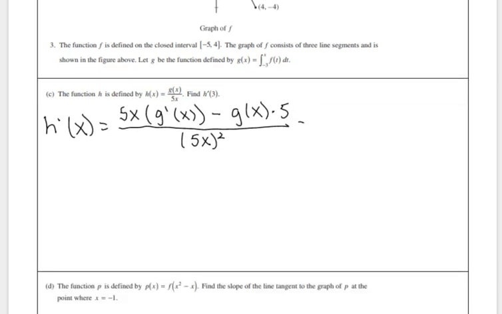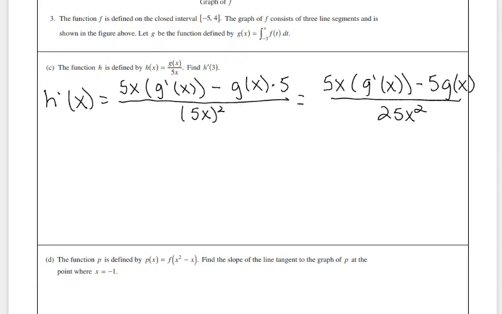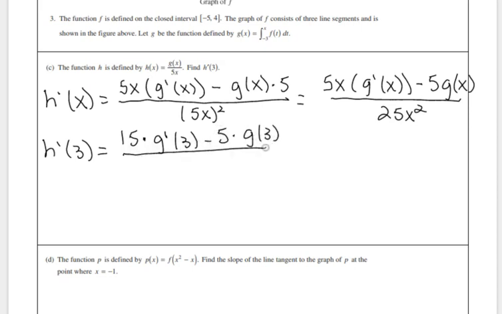So if we think about what that means, let's see. That's going to be 5x times g prime of x minus 5 times g of x all over, this becomes 25x squared. Okay, so let's see. Now we want h prime of 3. So that's going to be 15 times g prime of 3 minus 5 times g of 3 all over 25 times 9.